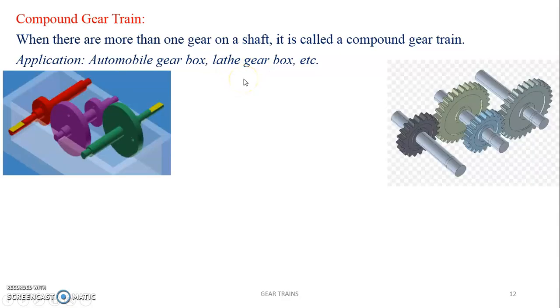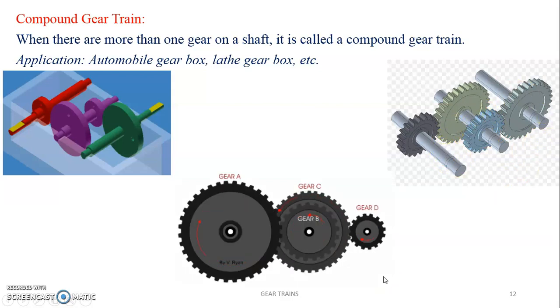So let us see how it looks. Here, on this purple shaft, there are two gears on the same shaft. Hence this combination is known as a compound gear. Even in this case, on this particular shaft there are two gears, and this is known as a compound gear. In this example again, on the middle shaft, there are two gears, gear B and gear C.